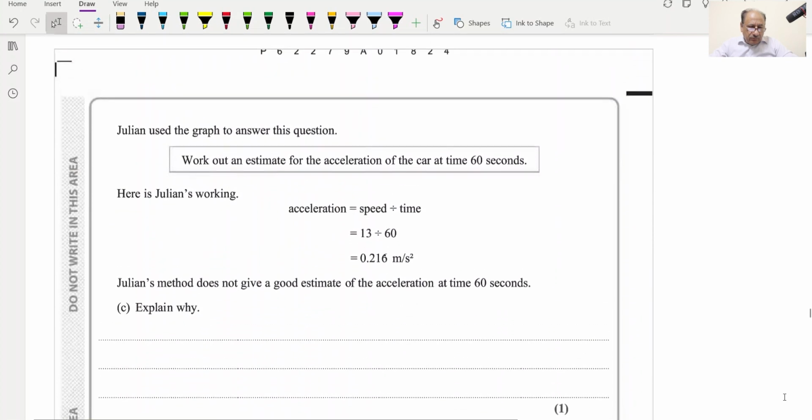Now we can move to the next C part. C part says Julian, use the graph to answer this question. Work out an estimate for the acceleration of the car at time 60 seconds. Here is the working. Acceleration is equal to speed over time. 13 divided by 60 is equal to this one. Julian's method does not give a good estimate for the acceleration at 60 seconds.